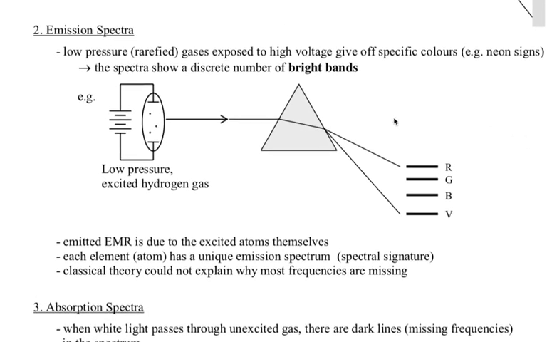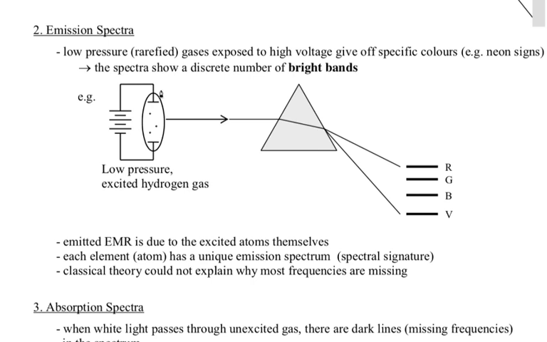All right, if we tried to do this with our low pressure gas exposed to a high voltage, so a classic example would be a neon sign, right? We just have gas kind of collected inside a tube, pressure is lowered, and we're going to run a current through it.